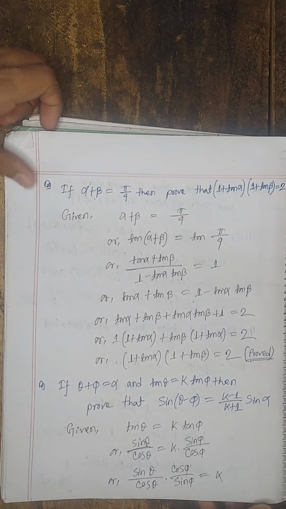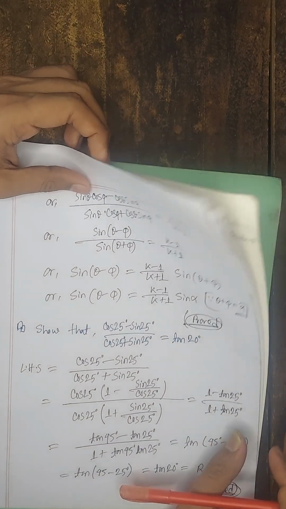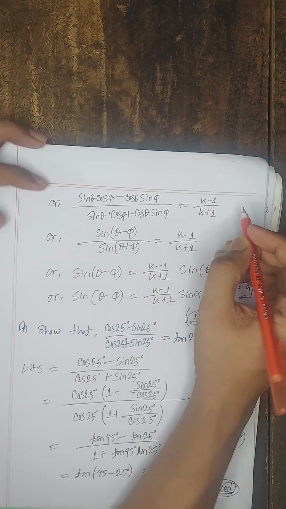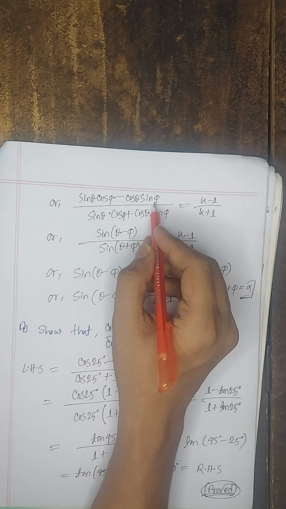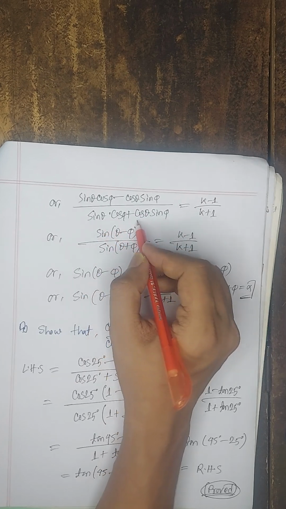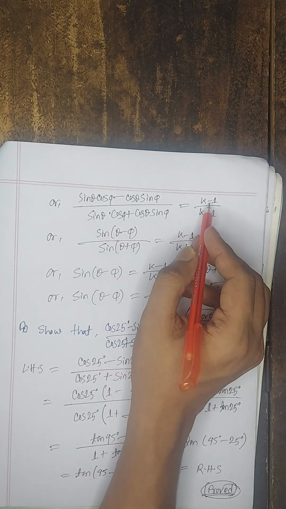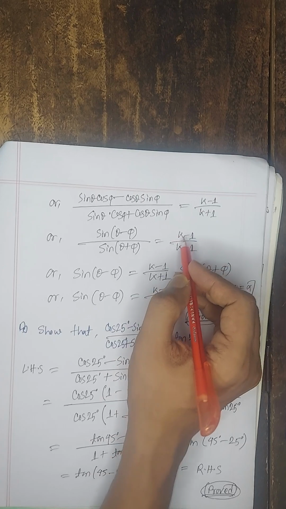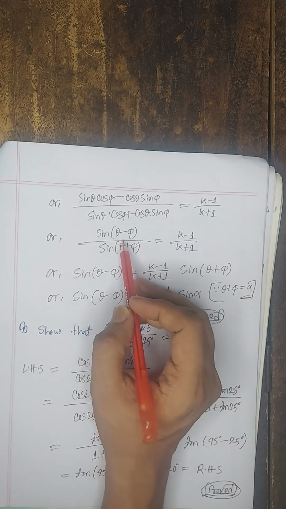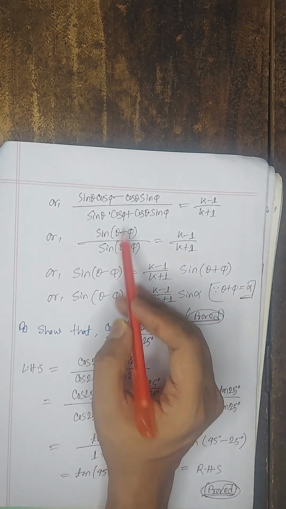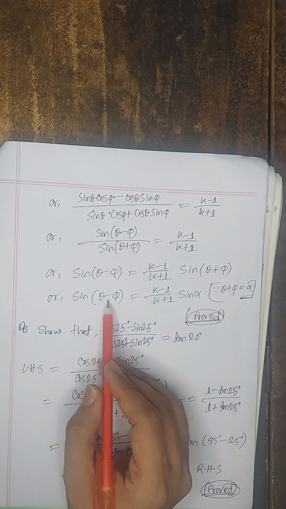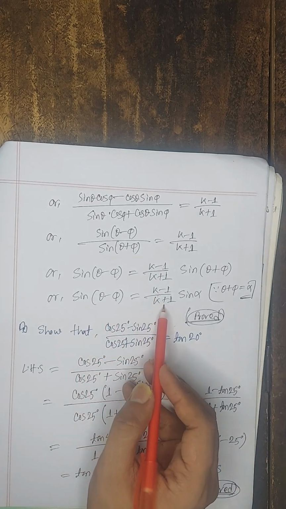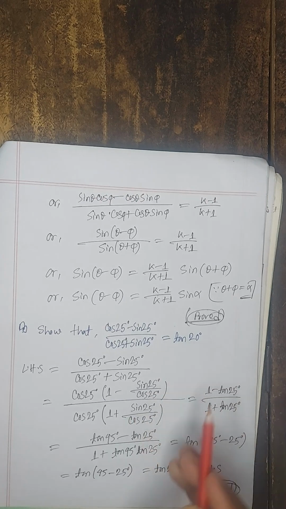From here we can write, we have to apply componendo and dividendo. Then we get sin theta cos phi minus cos theta sin phi divided by sin theta cos phi plus cos theta sin phi, and here we get k minus 1 divided by k plus 1. So this expression here becomes sin(theta minus phi), and this becomes sin(theta plus phi). So sin(theta minus phi) is equal to (k minus 1) divided by (k plus 1) times sin alpha.